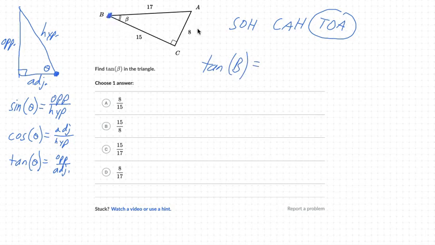Now on these sides here, the 8 and the 15 are the two legs. 8 is on the other side of the triangle, so that's opposite angle B. The 15 is right next to angle B, so that is the adjacent leg. And then 17, that's the hypotenuse. But with the tangent, we don't use the hypotenuse. It's just the opposite leg over the adjacent leg.